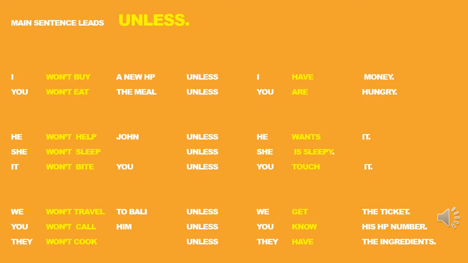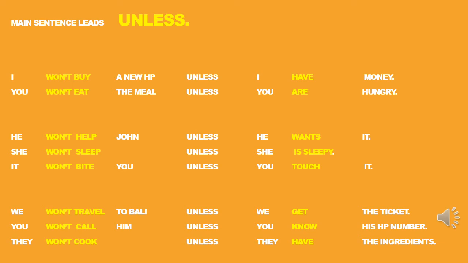More examples about unless, the negative conjunction in future conditional type 1. This time the main sentence reads, I won't buy a new handphone unless I have money. It means that I will not buy a new handphone if I don't have any money. But I will buy a new handphone if I have some money. You won't eat the meal unless you are hungry. It means that you will not eat the meal if you are not hungry. But you will eat the meal if you are hungry later.